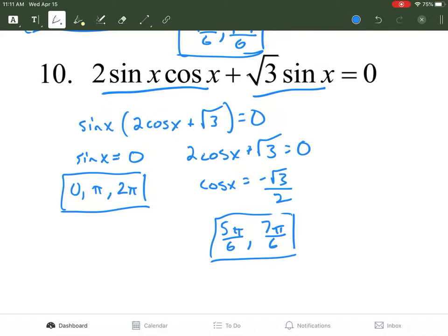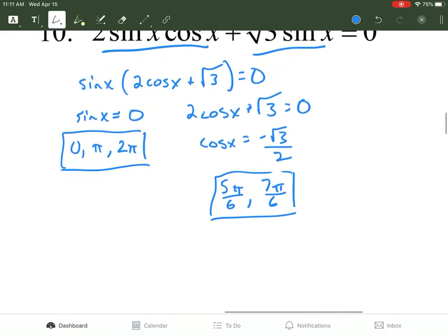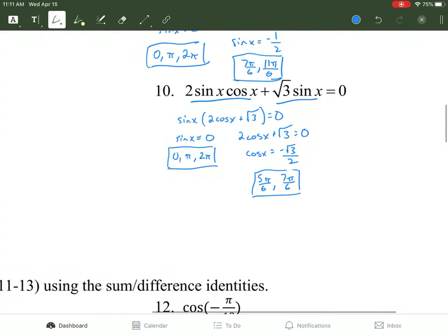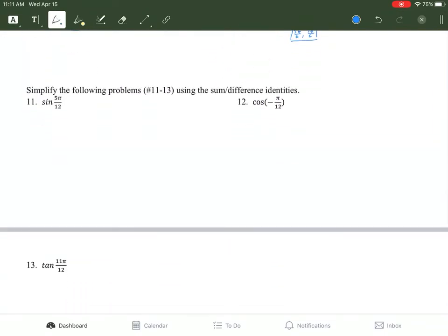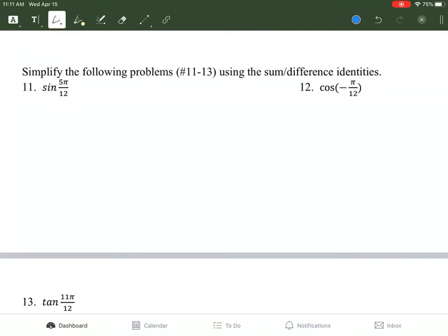Okay, and there's your equations. Okay, next we look at the sum and difference identities. Again, make sure you have your formula sheet out for all these identities and all these unit circle questions that you have. All right, so for the first one, we have sine of 5 pi over 12.